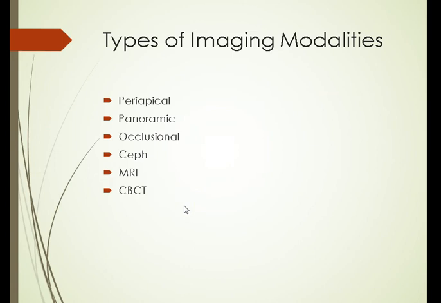What types of imaging do we have? In our office, we obviously have the cone beam CT. We also have panoramic, and we do have a PA also. But in general, these are periapical, pan, occlusion film, Ceph, MRI, cone beam CT. These are the modalities that you can use.